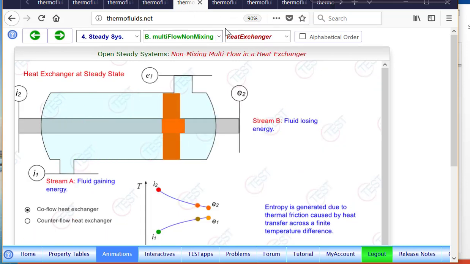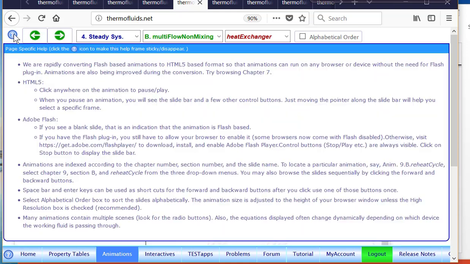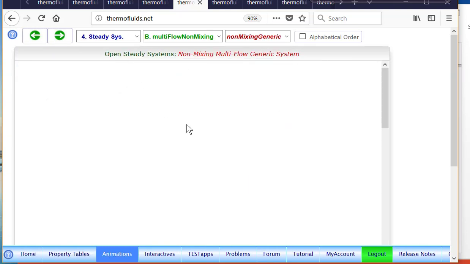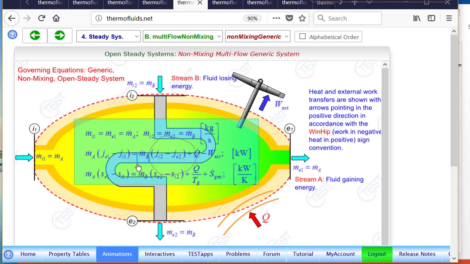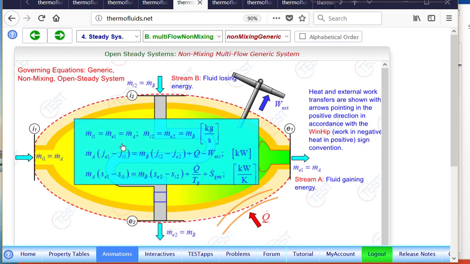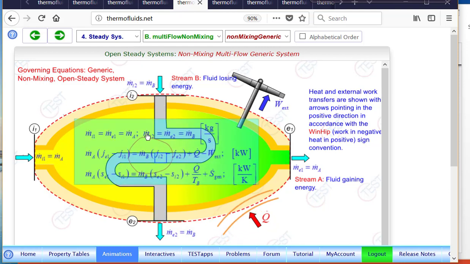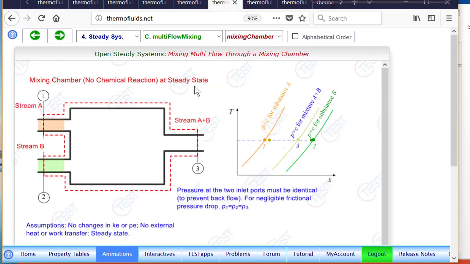This is an example of a heat exchanger where there are two different flows. They don't mix together, and the governing equation is slightly different here because we have to retain the two different mass flows as opposed to a single flow system. In the case of a mixing flow, similarly, you can see that it's a mixing chamber, two different flows going in, one going out, but the system is still steady.